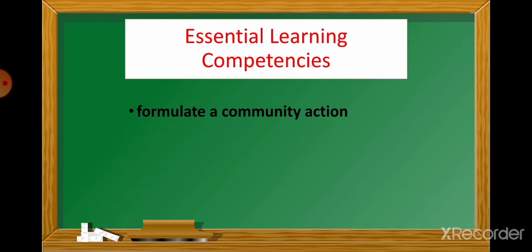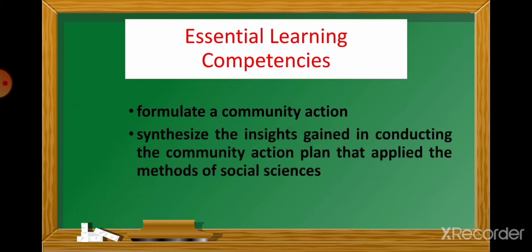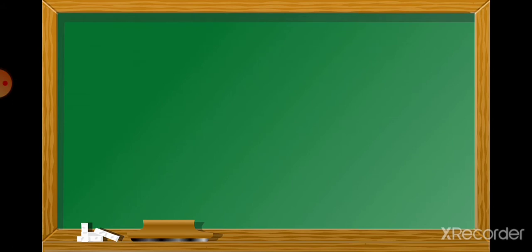Formulate community actions and synthesize the insights gained in conducting the community action plan that apply the methods of social sciences. So today, this lesson focuses on the 6 simple steps in creating a community action plan. These steps will guide students in facilitating the processes involved in implementing the projects from planning to evaluation.